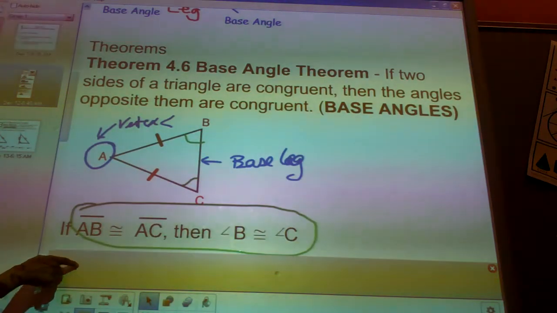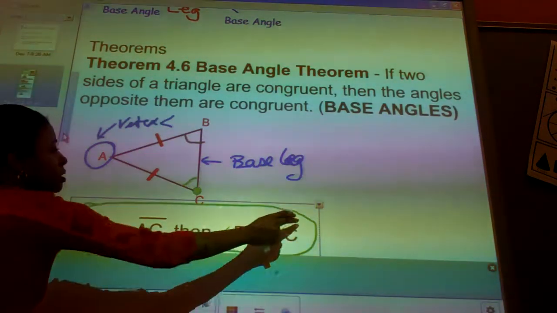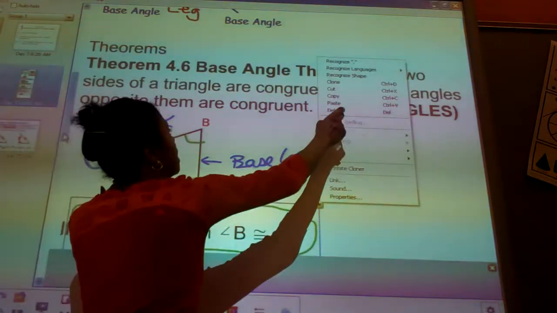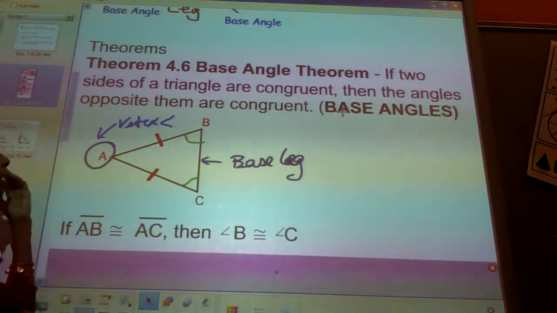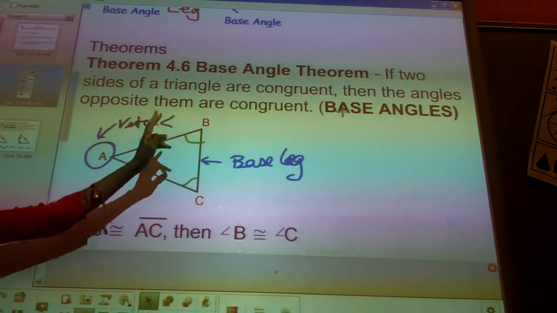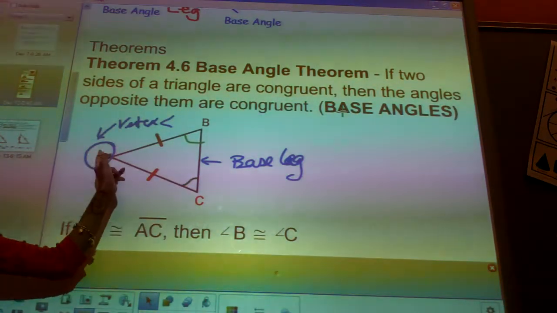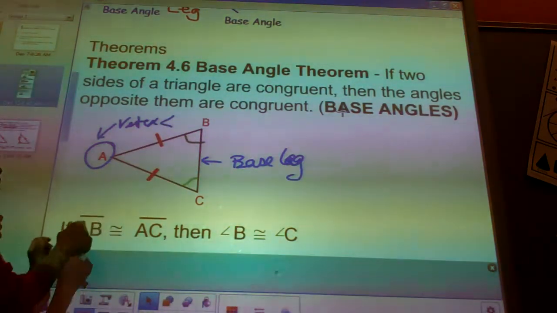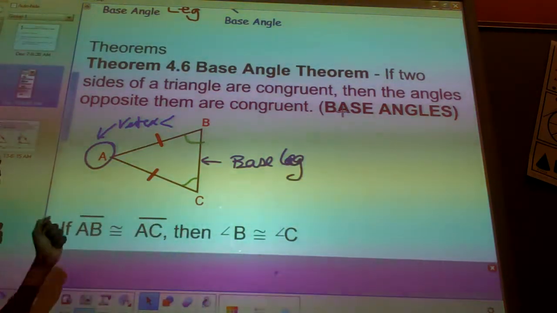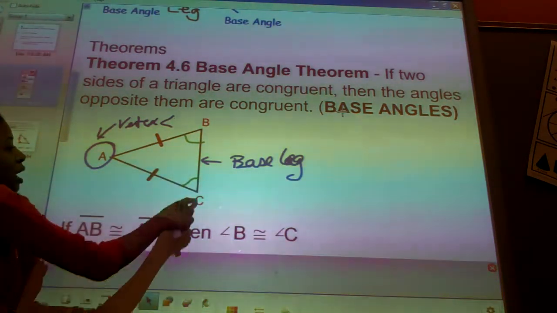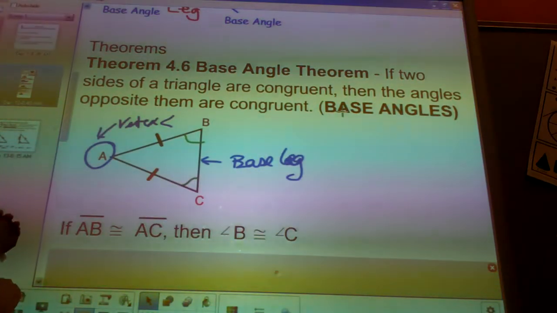So here again, that means I have side length AC congruent to AB. Let me do that this way: AB is congruent to AC. Then that means that angle B and angle C are congruent.